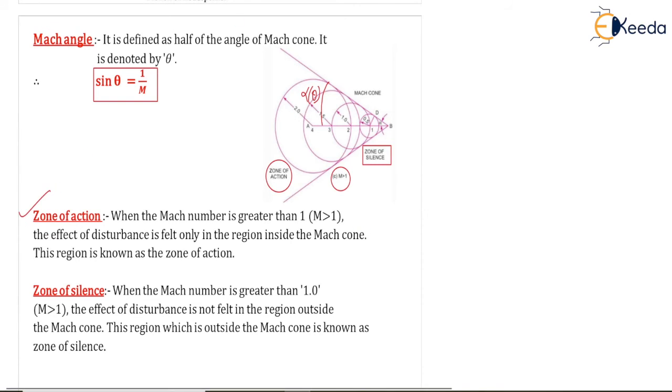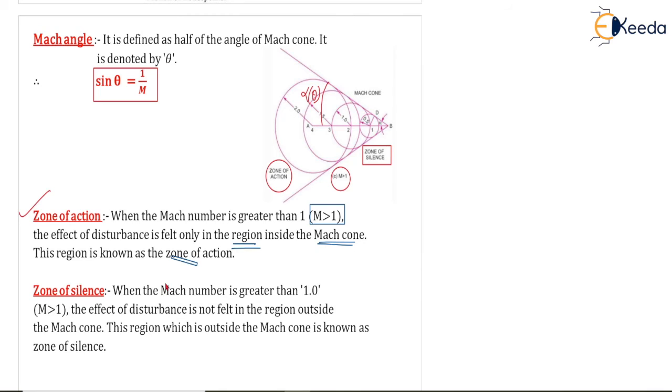You can see when the Mach number is greater than 1, the effect of disturbance is felt only in the region inside the Mach cone. Very important line. The effect of the disturbance or sound disturbance is felt only in the region inside the Mach cone. This region is called the zone of action.